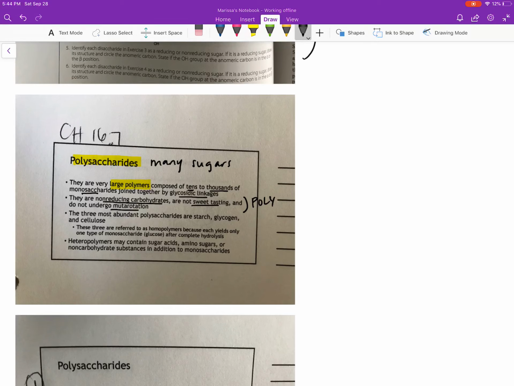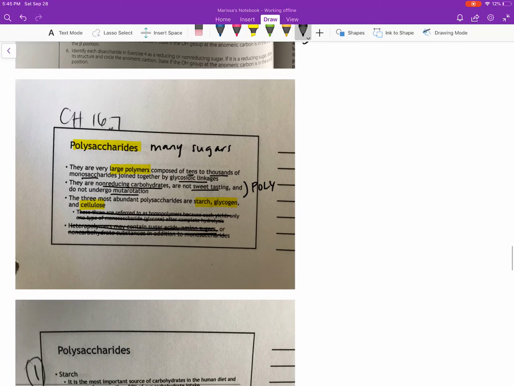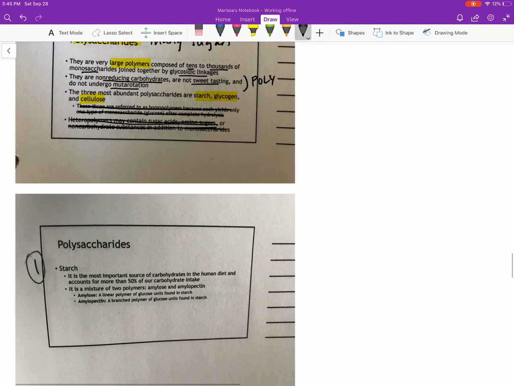The three most common polysaccharides are starch, glycogen, and cellulose. We're not going to worry about them being referred to by other names, because we're not going to see any of that. I just want you to know that the three most common ones are starch, glycogen, and cellulose. We're going to spend a little bit of time on each of them and give you more specific information about what makes them different.